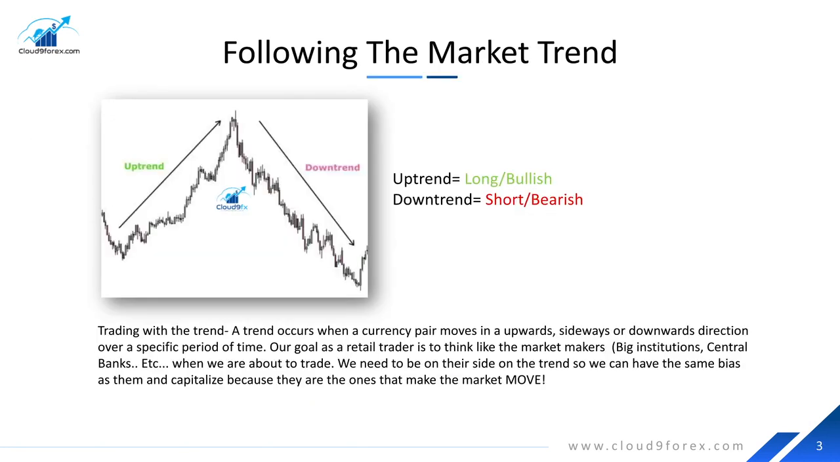So following the market trend, remember we're either in an uptrend or a downtrend. Uptrend is long and bullish, downtrend is short and bearish. Trading with the trend is super important. A trend occurs when a currency pair moves in an upward, sideways, or downwards direction over a specific period of time. Our goal as a retail trader is to think like the market makers. So we already went over this.